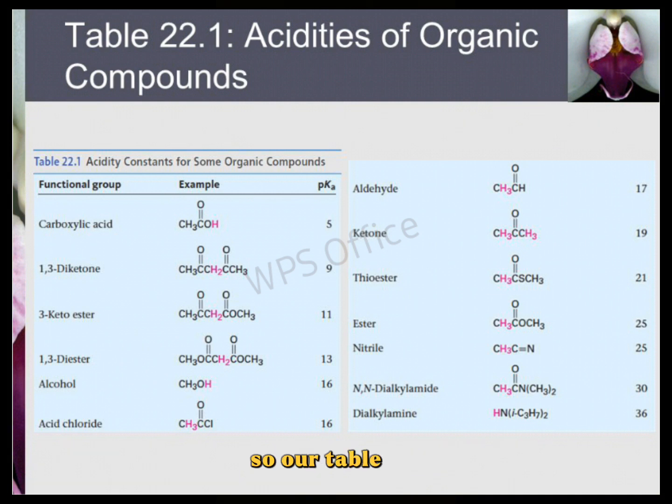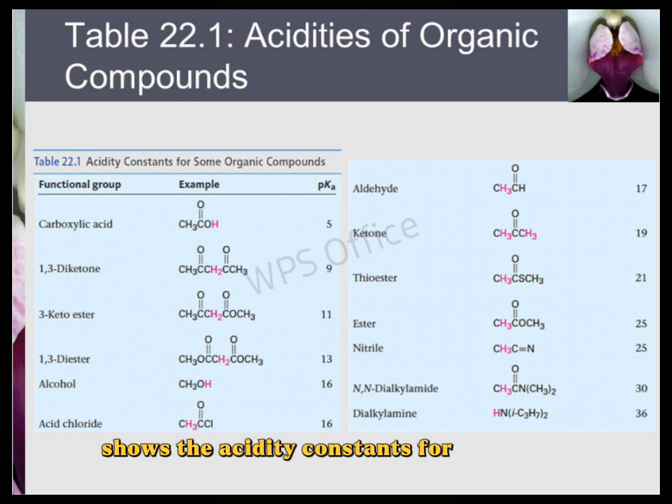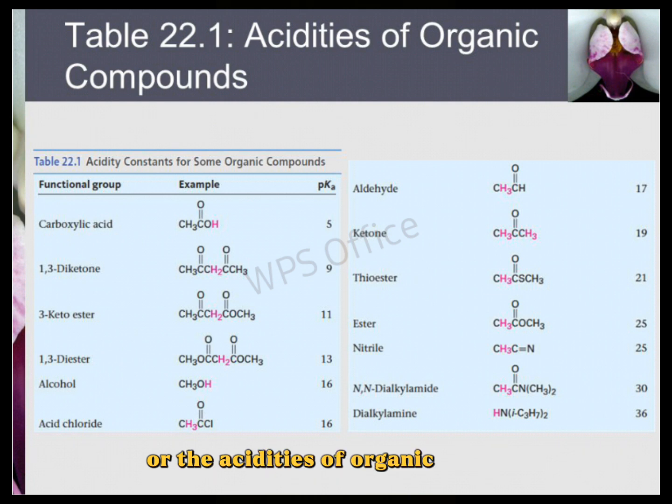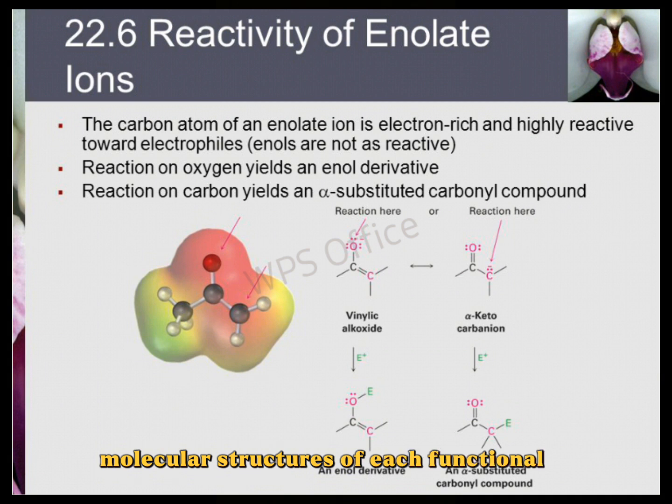Table 22.1 shows the acidity constants, or the acidities, of some organic compounds. In our functional groups, we have carboxylic acid, 1,3-diketone, 3-ketoester, 1,3-diester, alcohol, and acid chloride. We also have the molecular structures of each functional group.